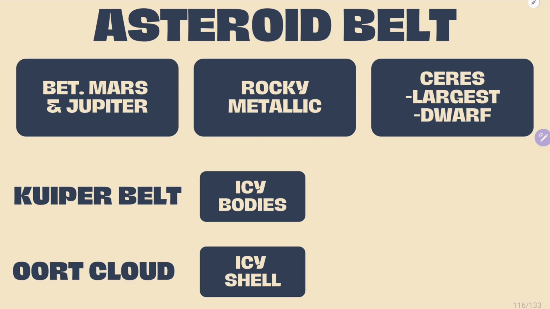To sum up, the asteroid belt is between Mars and Jupiter. It's made up of rocky and metallic bodies. Ceres is the largest object in the asteroid belt and a dwarf planet. We also saw the Kuiper belt beyond Neptune's orbit that contains icy bodies. And we saw the Oort cloud at the edge of the solar system, which is a giant shell of icy bodies that encircles the solar system.